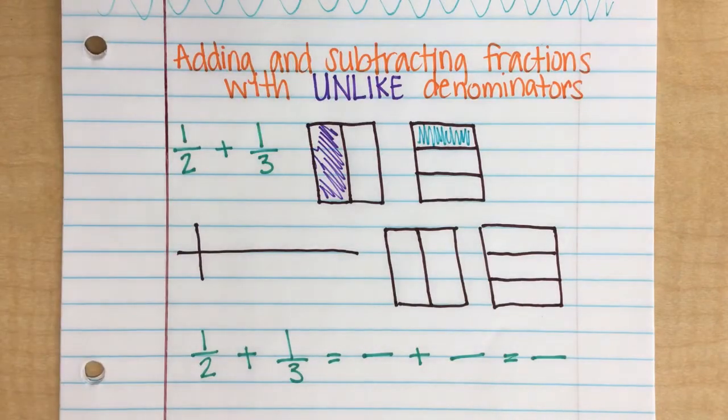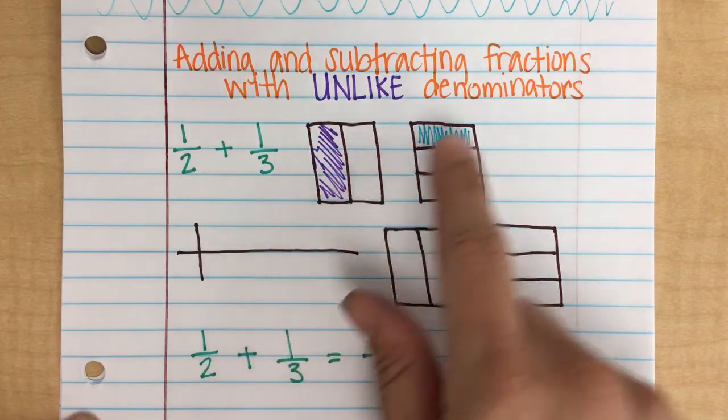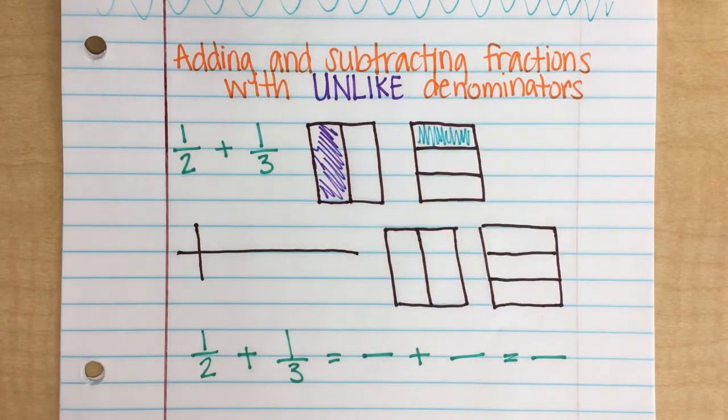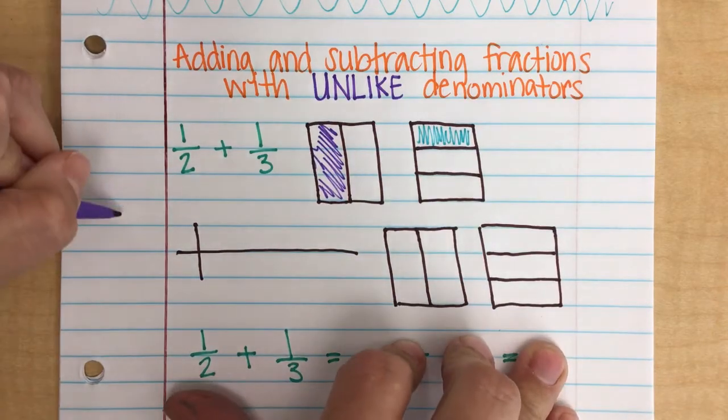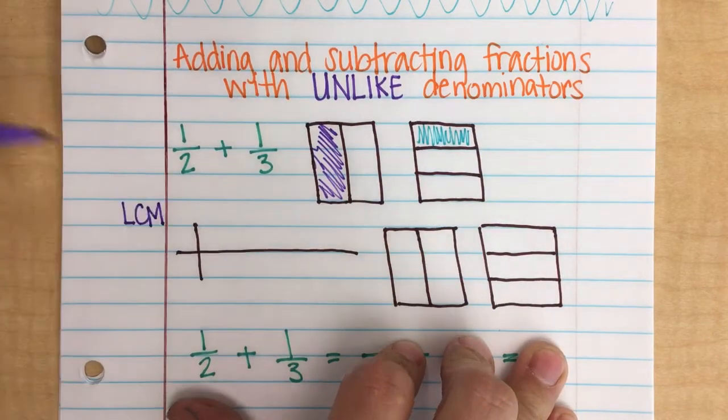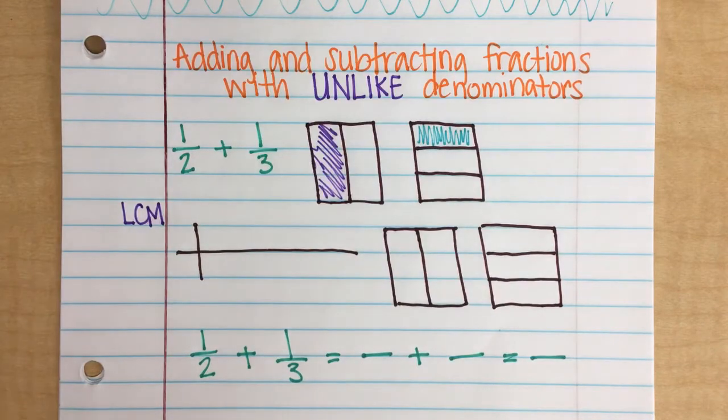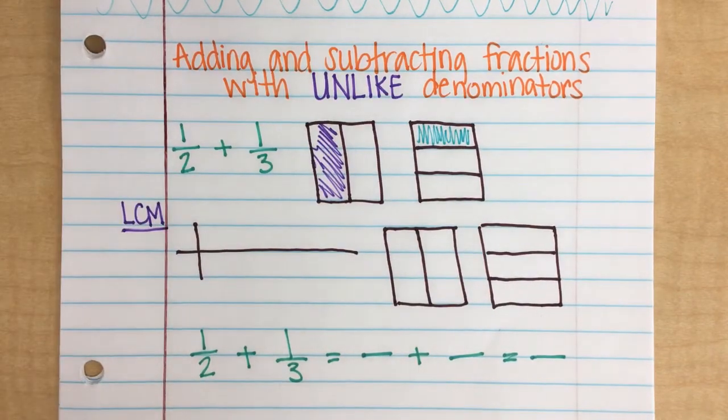Now when I'm adding and subtracting fractions, I cannot add or subtract fractional pieces that are not the same size. I can't add this half to this third equally. They have to have the same size piece. So what I want to do is take my 2 denominators and list my LCM. And we talked about this in class. I need to list my multiples to find my least common multiple.